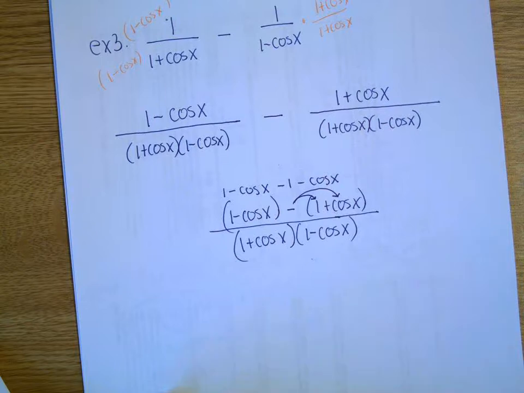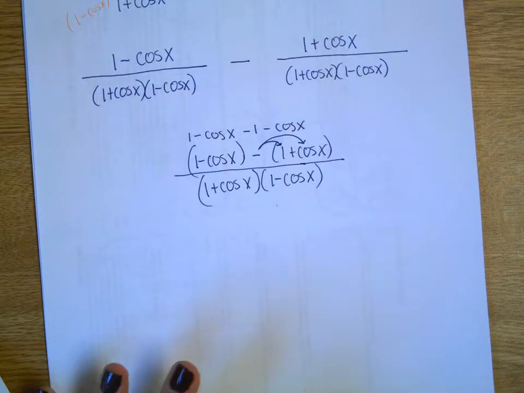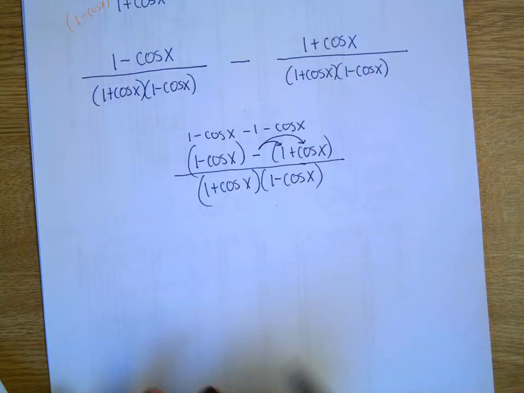Are you okay with that? I just distributed the negative and I wrote it out. I know. I have that erased. All right, I have to rewrite. So now I'm going to combine like terms. What happens to my 1s? They cancel out. What do I have left in that numerator? Negative 2 cosine x.